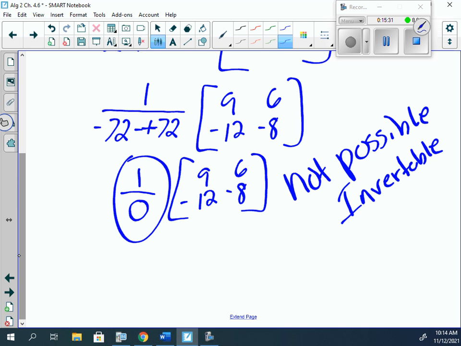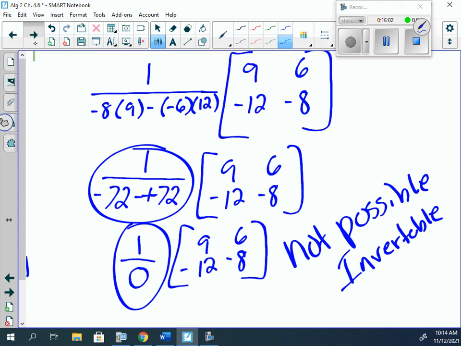Because if we look back at the key concept for this here, it says A inverse is equal to 1 over the determinant times our matrix, where AD minus BC is what? Not 0. Because if it's 0, it's really telling us that there's no inverse for this matrix. That's why I wanted to do this one by hand, because it would have just thrown an error in the calculator. But why? It's because the determinant is 0.